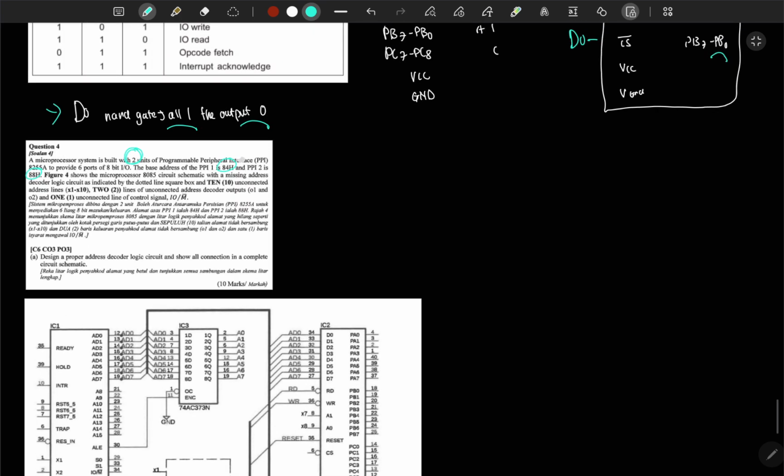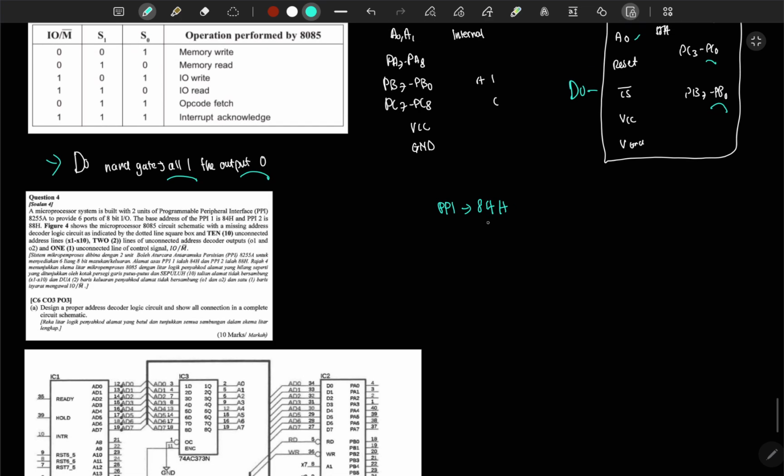The first thing that we need to know is we have two PPI, so we name it PPI1, which is equivalent to 84H. Immediately we know that 84H is for A, 85H is for B, 86H is for C, 87H is for control. Now this is PPI1. Then we have PPI2. PPI2 is said to be 88H. Immediately you know that 89H is for A, 8AH is for B, 8BH is for C, control, sorry, A, B, C, control.